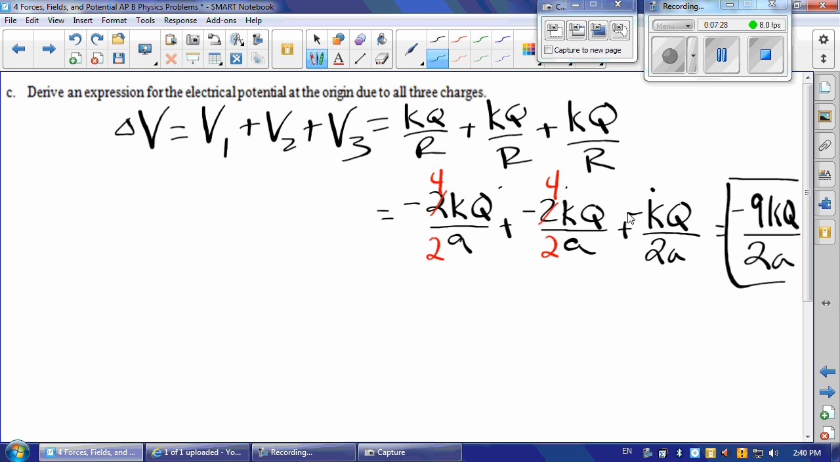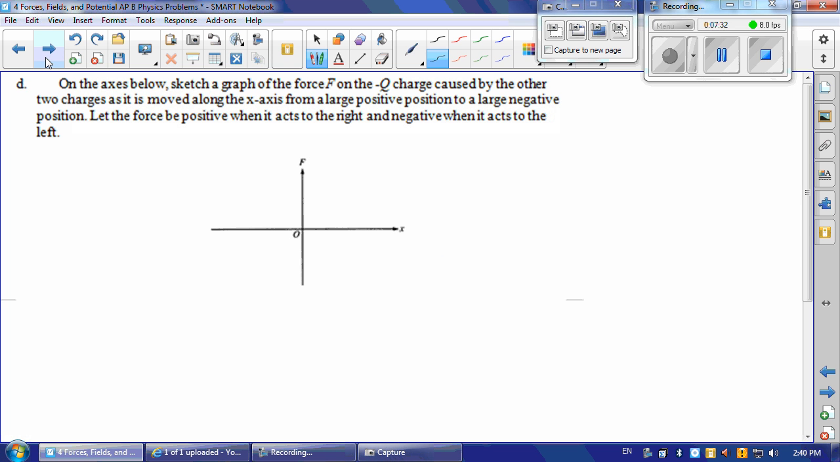Now just remember that there is no direction for electric potential. It is just a scalar quantity.